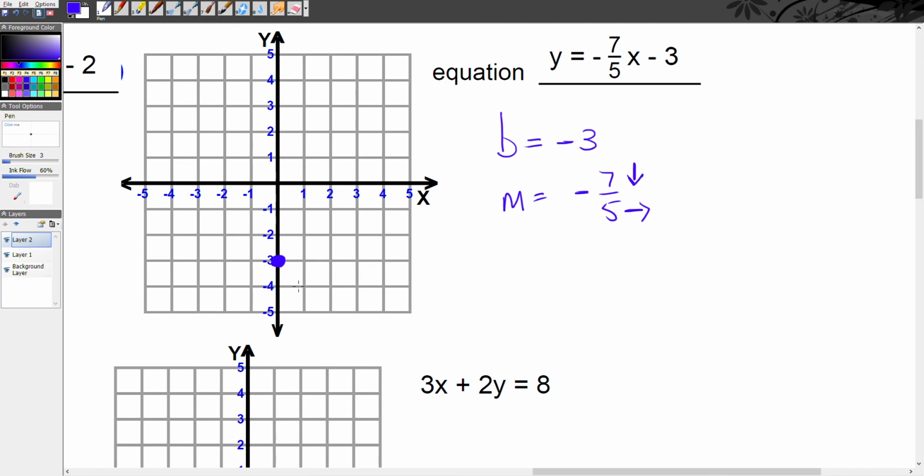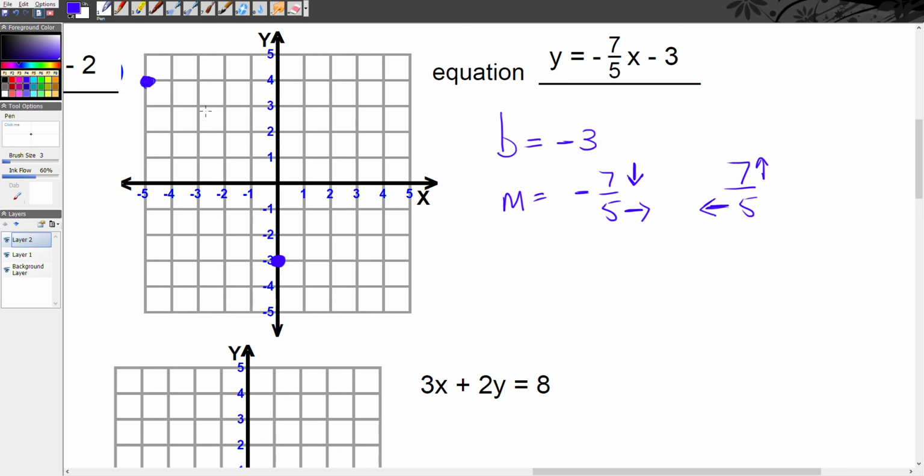So how do you move backwards? Well, when you move backwards, what you do is the exact opposite of what your slope tells you to do. So the exact opposite of down 7 and right 5 is going to be up 7 and left 5. And so you'll see what happens here. So from my y-intercept, I'm going to go up 7, 1, 2, 3, 4, 5, 6, 7, and left 5, 1, 2, 3, 4, 5. And here is where I place my new point.